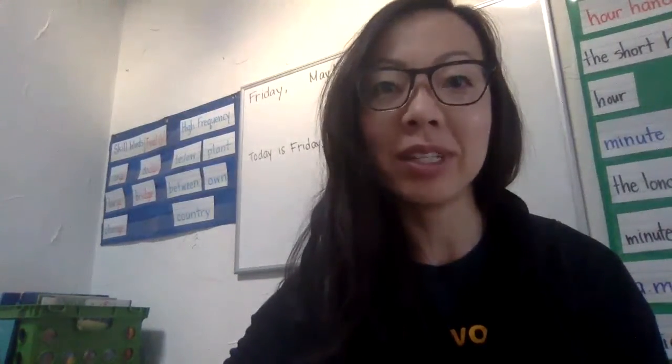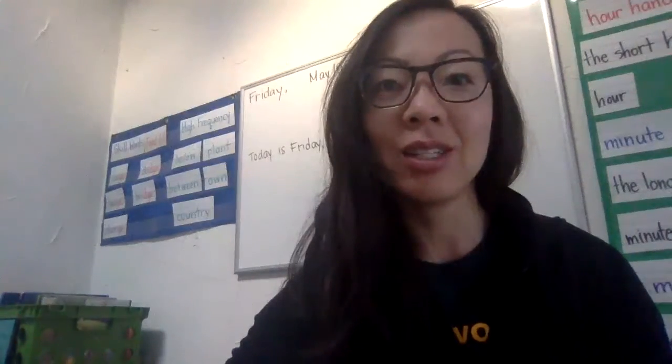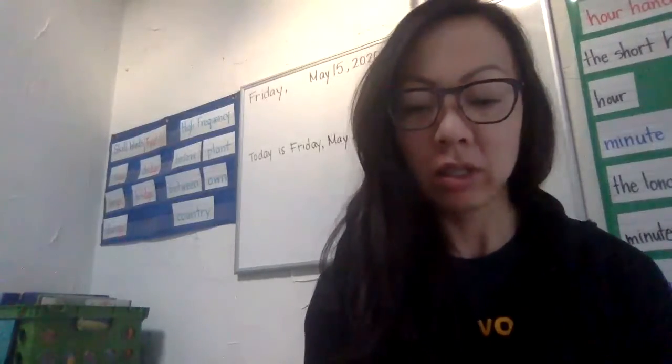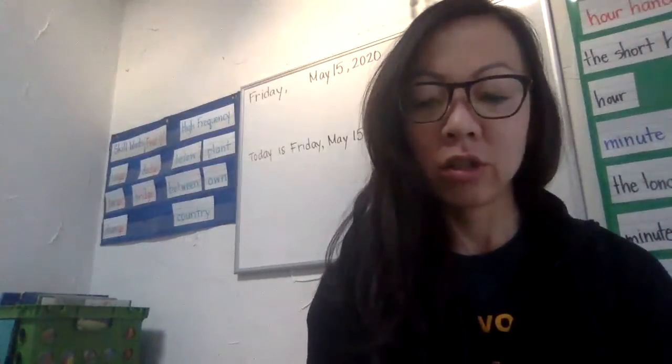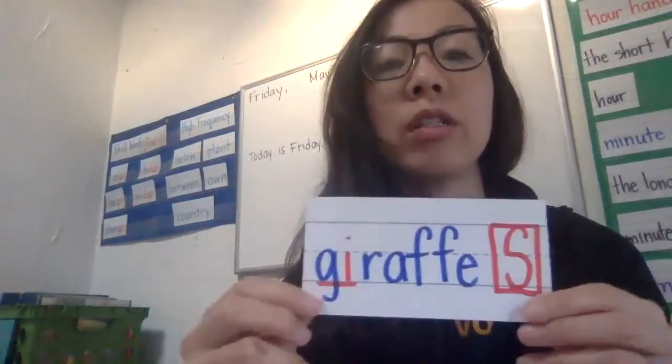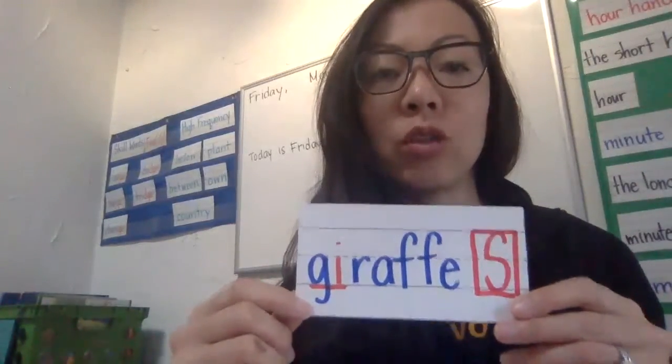This week we've been focusing on our hard and soft G sounds, and we've also been talking about dialogue. Let's take a look at those hard and soft G sounds. Let's start with our soft G sounds. Remember, a soft G says J, like in the word giraffe.